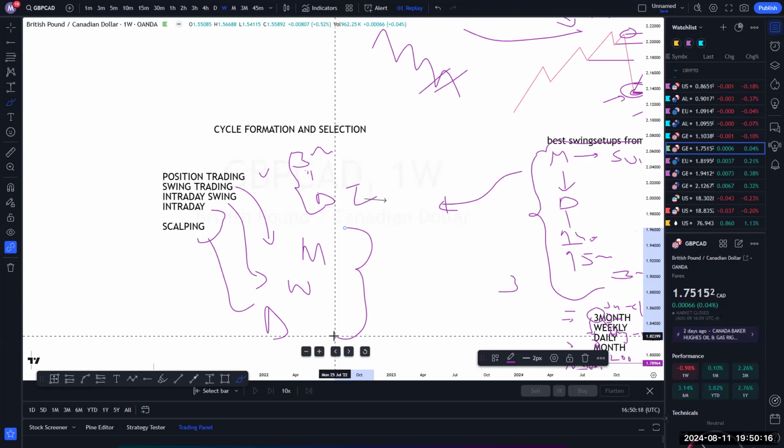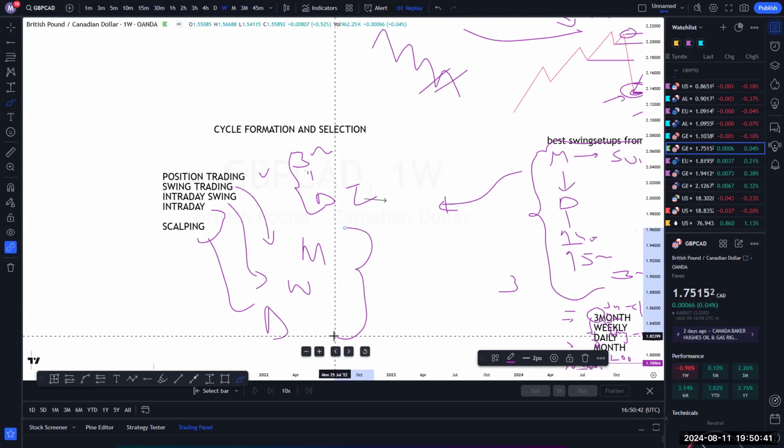So that's how we do the cycle selection, the formation which I'm going to use. Each selection or each cycle requires you to apply the coordinated time frames if you want to get consistent results. Each cycle selection requires you to follow the time frame coordination.